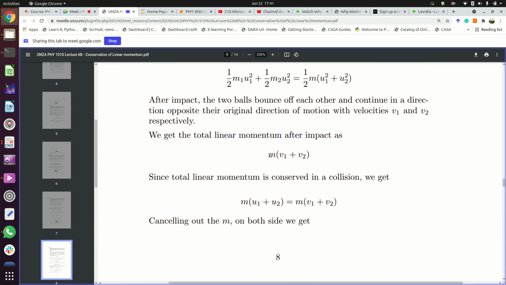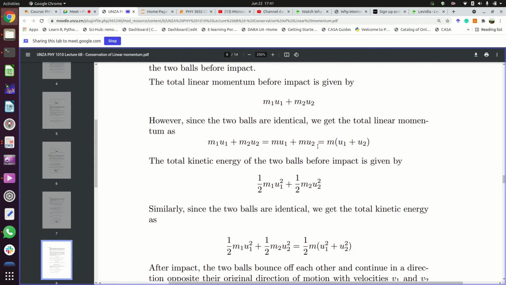is going to be equal to the mass of the balls, which is M, open bracket, then the velocities of the balls after impact. That's going to be V1 plus V2. V1 is the velocity of the first ball after they collide, then V2 is the velocity of the second ball after they collide. So this bit here is the total linear momentum after impact. This other bit we have here is the total linear momentum before impact.